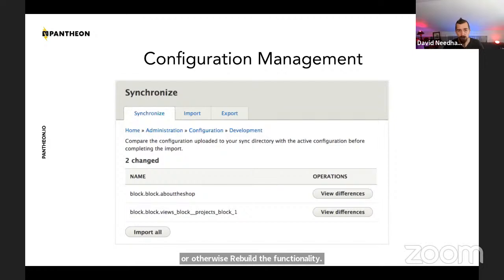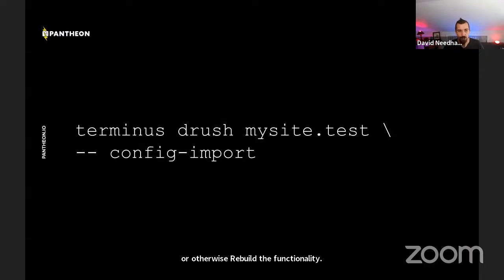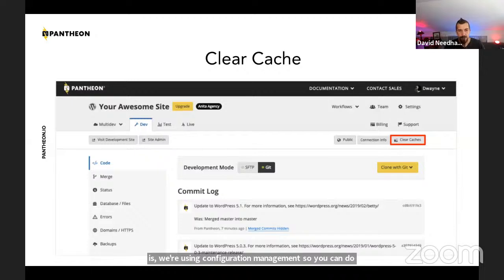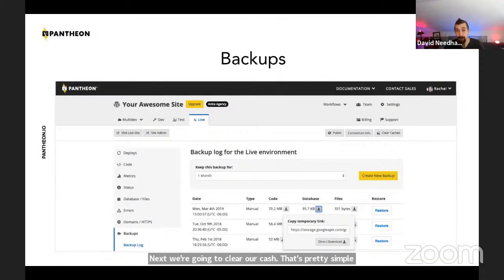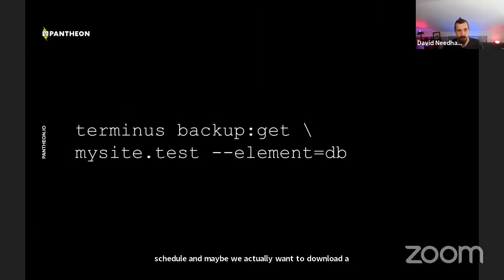But the point is, we're using configuration management, so you can do that with Terminus as well because it's just a simple Drush command. Next, we're going to clear our cache. That's pretty simple with Terminus. We're going to set up our backup schedule. Maybe we actually want to download a particular backup so we can set up our local environment. Well, we can do that with a backup get.